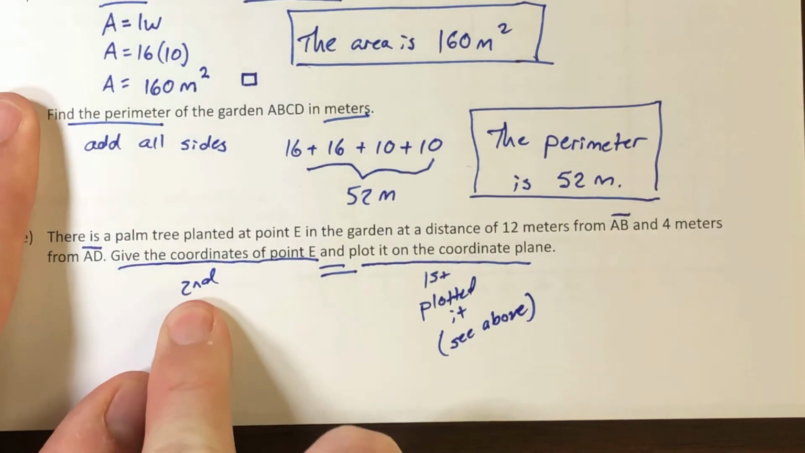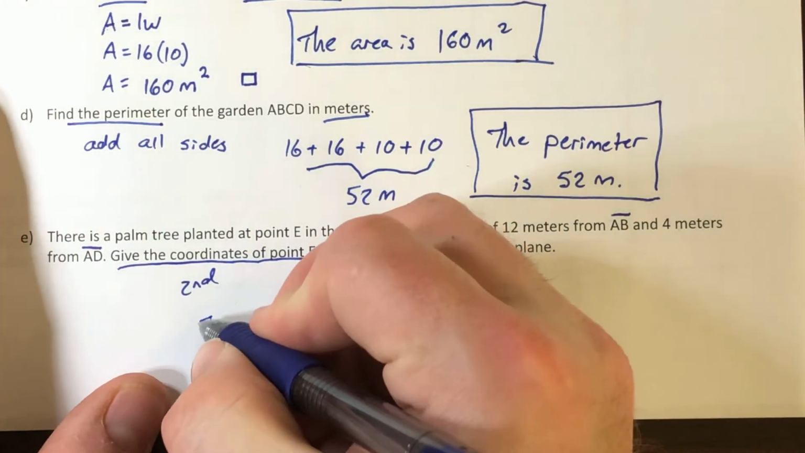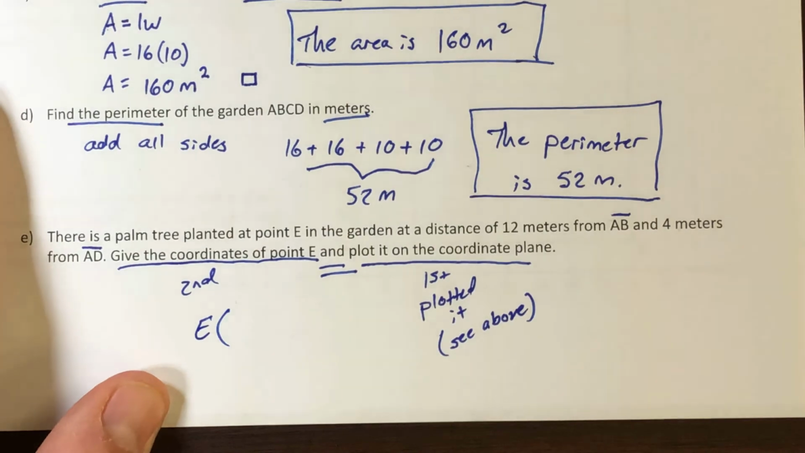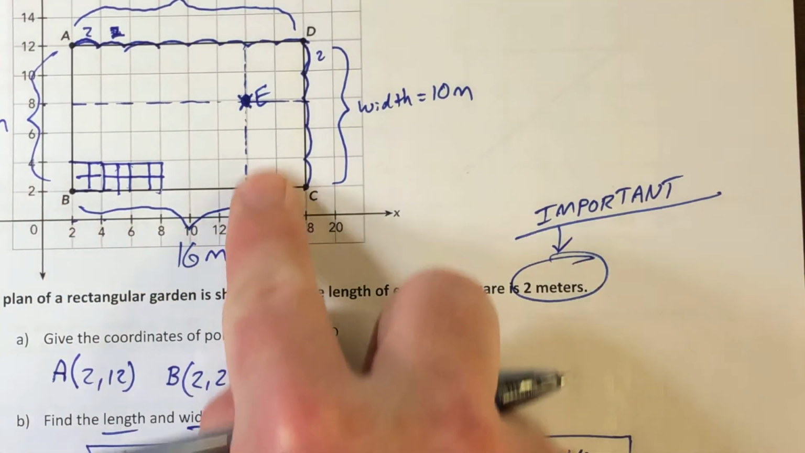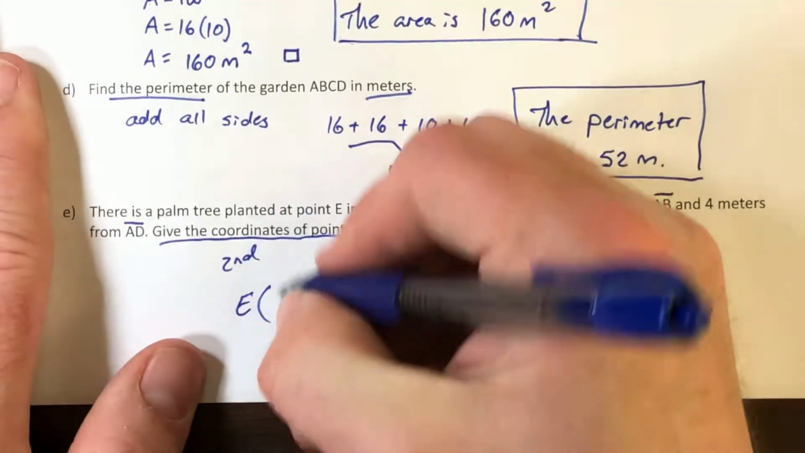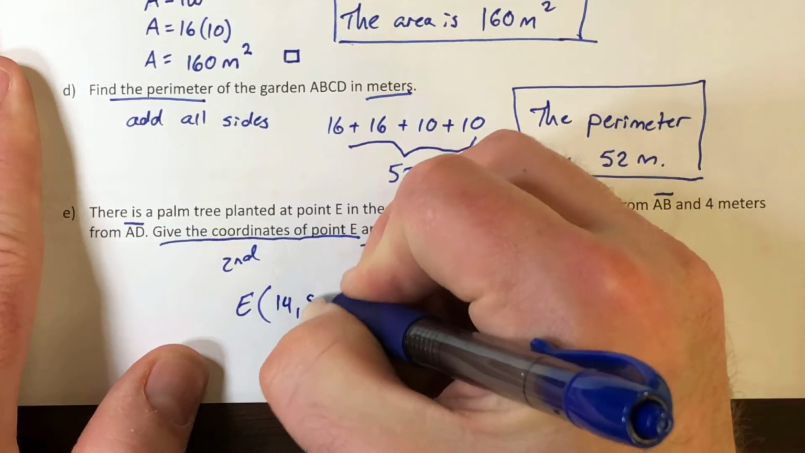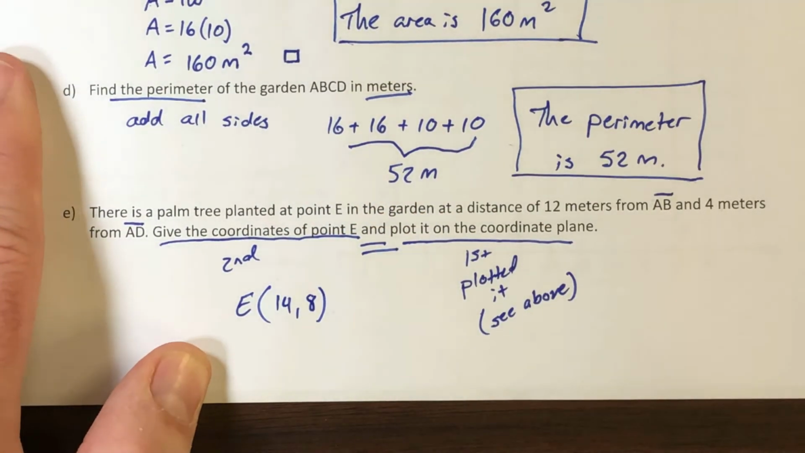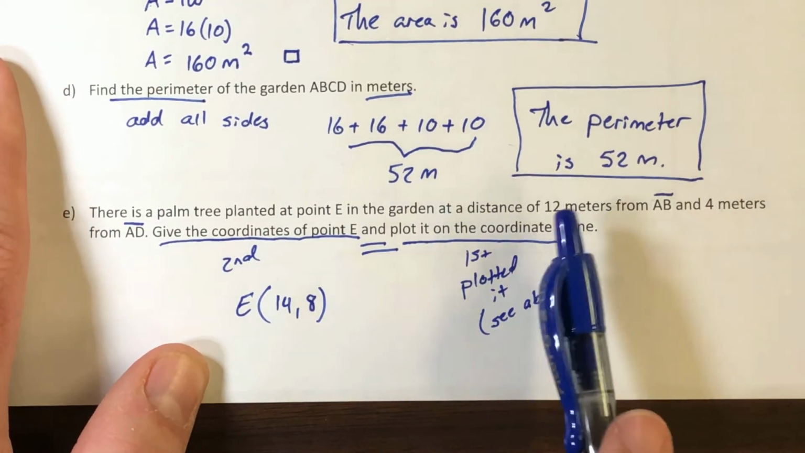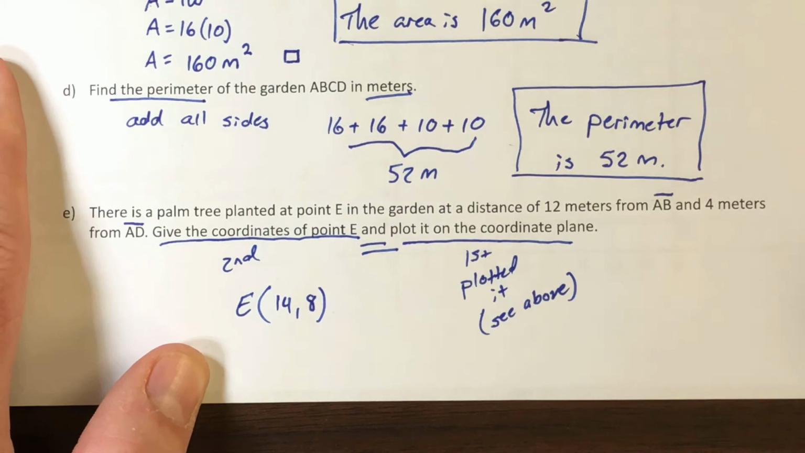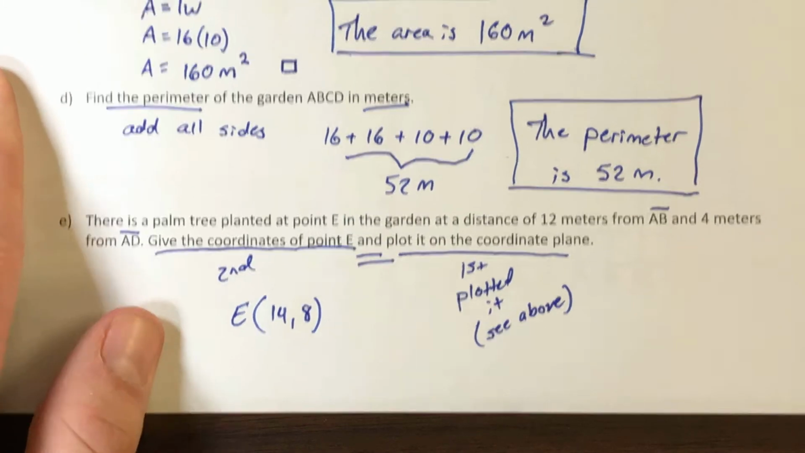Second, we need to give the coordinates of point E. So point E is at right to 14 up to 8. So 14, 8. Again, this would be like what I call a treasure hunt problem. You essentially have to follow the directions to find where the point is. Look for where the lines intersect. All right.